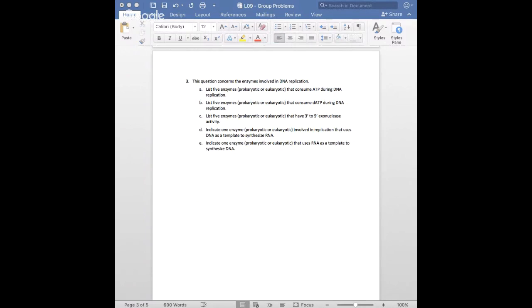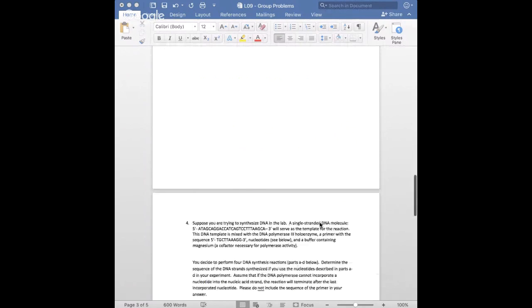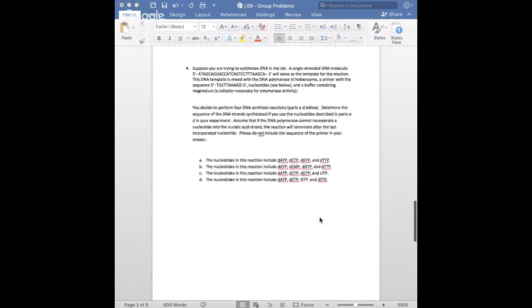And then for D, the enzyme that is involved in replication that uses DNA as a template to synthesize RNA is going to be DNA primase. And then the enzyme that uses RNA as a template to synthesize DNA is telomerase.